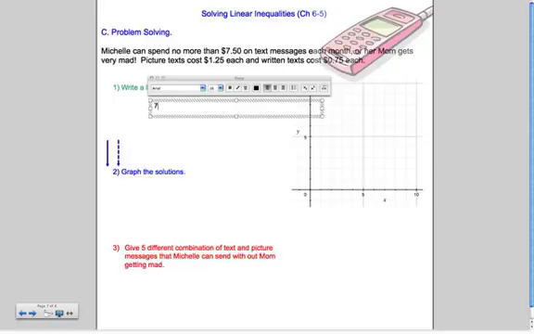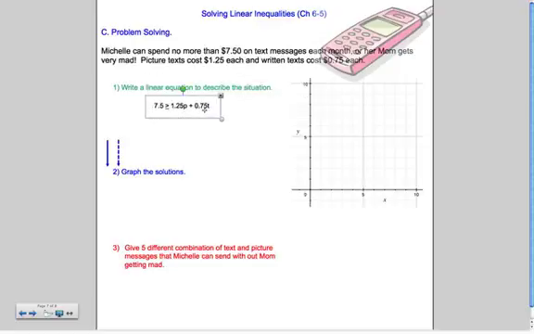So 7.5 is her maximum, right? She can spend up to that. She can spend no more than that. So the total has to be less than or equal to that. And she spends $1.25 on each picture text and 0.75 on each normal text. Let's put t. I'm going to put a 0 so we know that's less than 1. Cool. So there's our equation.